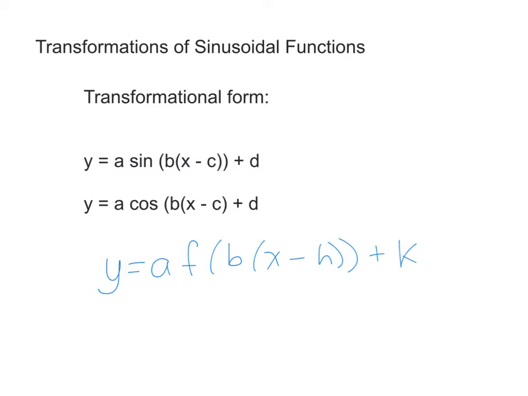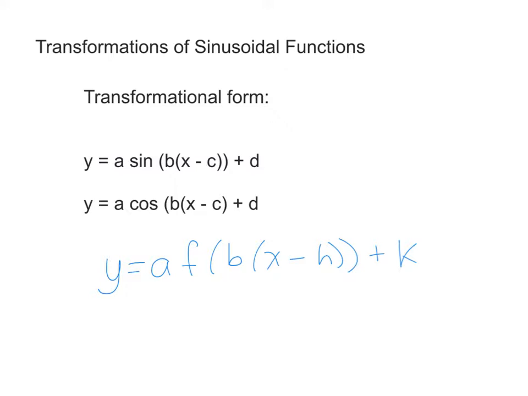The vertical stretch. So it also causes a vertical stretch in the sine and cosine functions, but we're going to call it a different name. But really it does the same thing. It stretches it vertically by that factor. What about the b? What does that do? It stretches it horizontally. h, horizontal translation, and k, vertical translation.